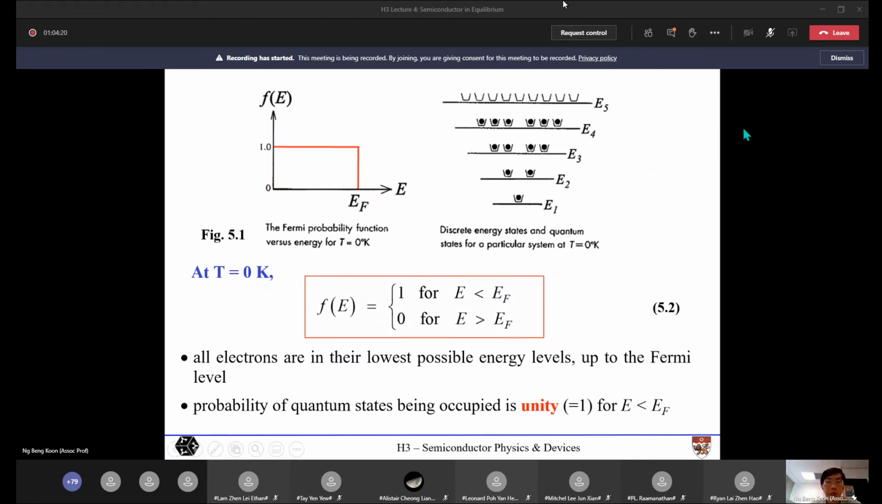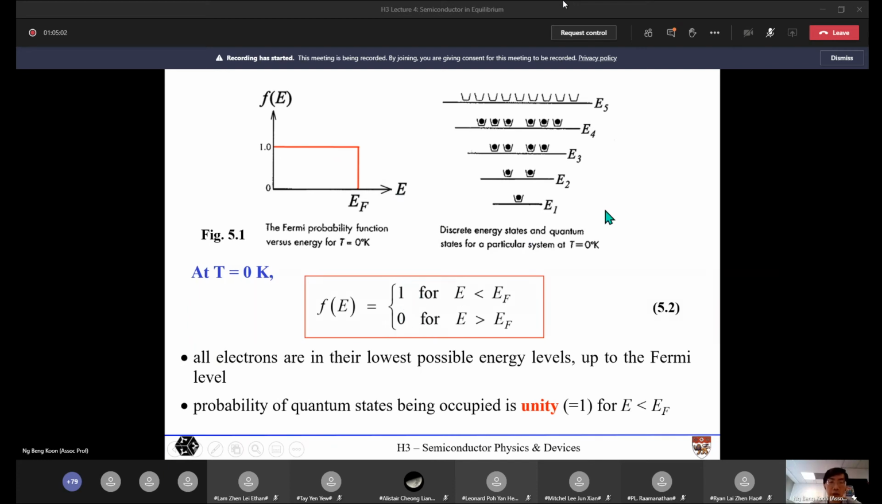Just to give you a better feel of what this Fermi Dirac distribution function is, consider the limiting case where there's no thermal energy, temperature is 0 Kelvin. If you set T equal to 0 Kelvin in the equation, you'll find that the Fermi Dirac distribution function has a value of 1 if the energy is less than the Fermi level, and a value of 0 if the energy is more than the Fermi level, which is illustrated in this graph here. Below EF, the FE value is 1, and above EF, the FE value is 0.